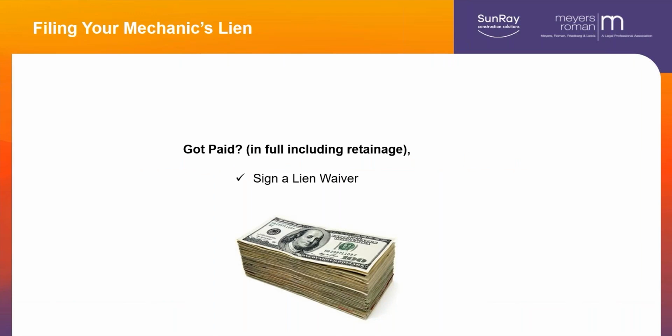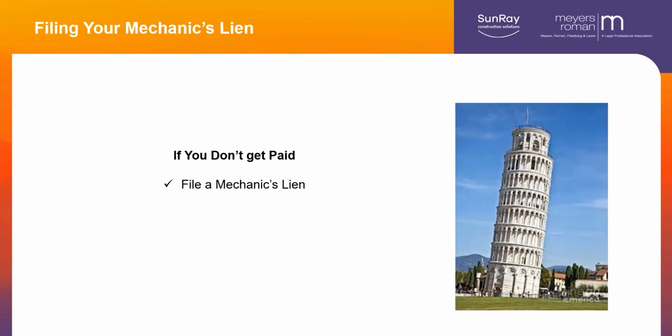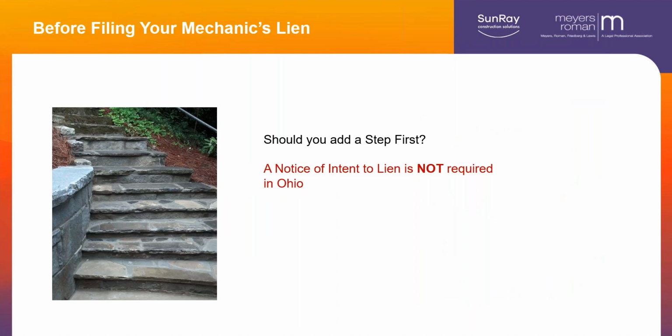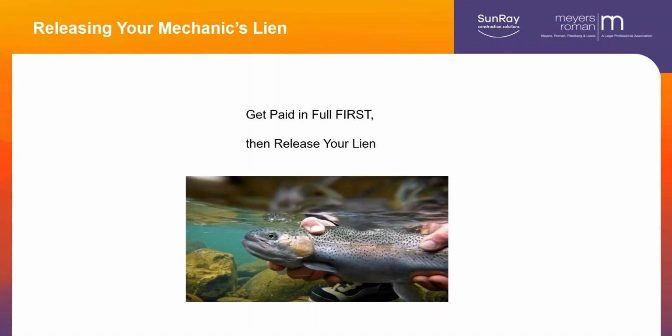You get paid, sign the right lien waiver. Make sure that you're getting your retainage or excluding retainage from the waiver. If you don't get paid, just file your lien. There's your time periods we were talking about. You may want to do that notice of intent to lien. Again, not required, but a good first step to get people to pay attention to you being paid. Once you get paid in full, then release your lien. Simple as that.